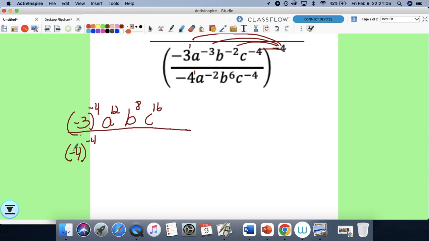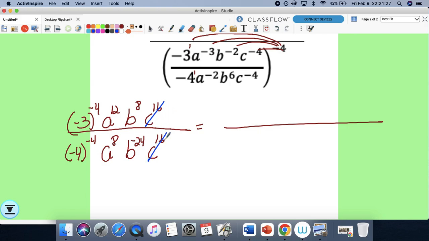So you know these two are going to change places. 8 to the negative 7 becomes, 8 to the negative 7 times negative 4 is 8 to the 8th power. B is going to be b to the negative 24th power, and C is going to be to the 16th. Okay. Take one step further. Well, take advantage and get rid of these two. So this is gone and this is gone, right? Because c to the 16 divided by c to the 16 is just 1.